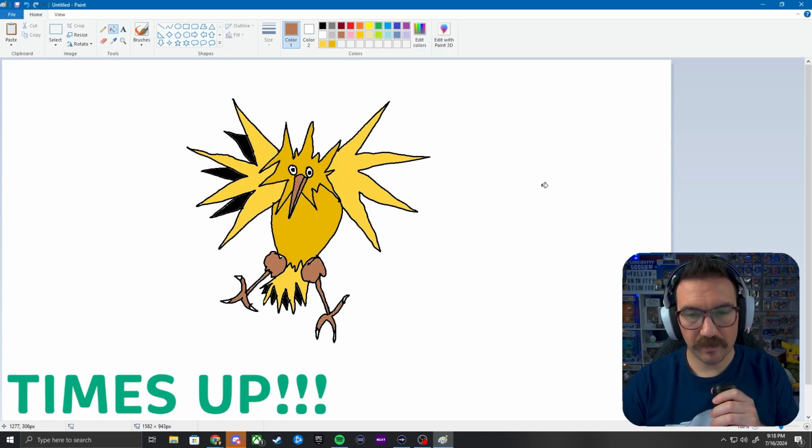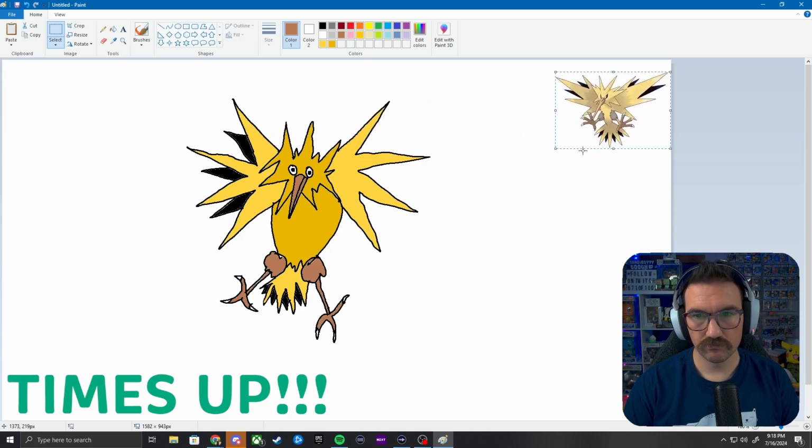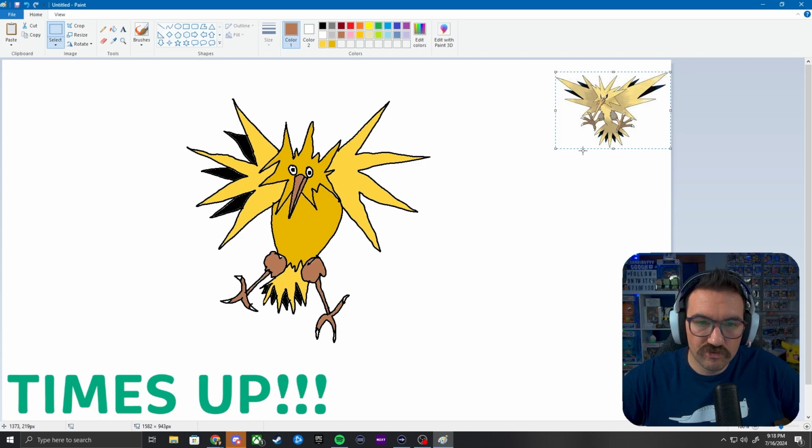All right, let's bring the picture back in. Give us a little comparison here. Oh, its eyes are pointy too. And we made its midsection a little much. Well, it is Cursed Pokedex.